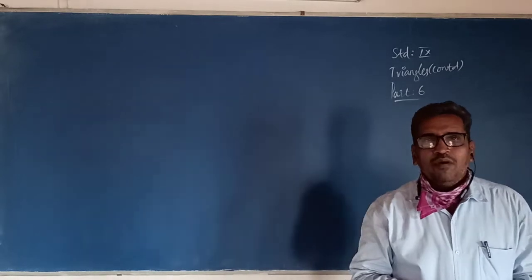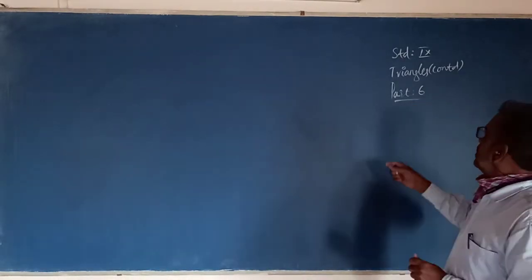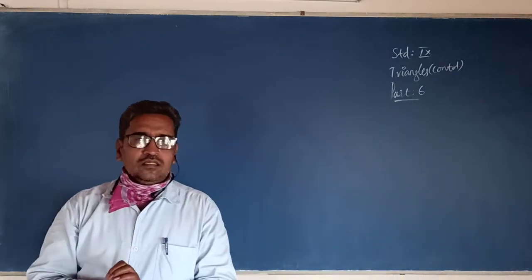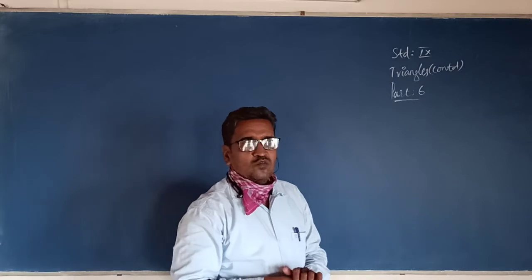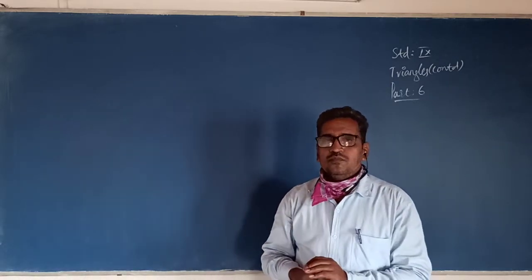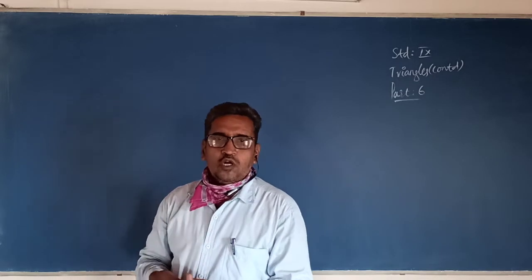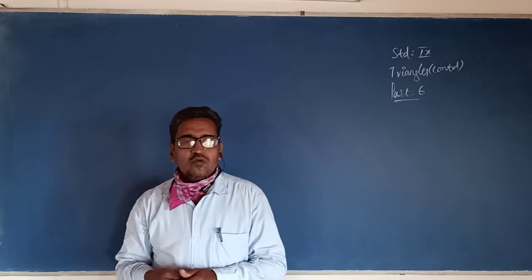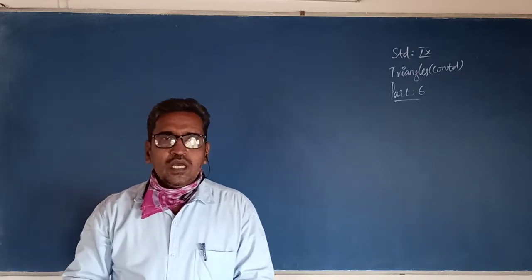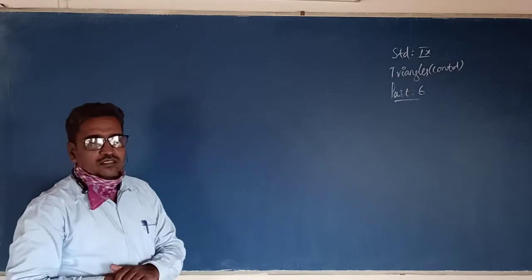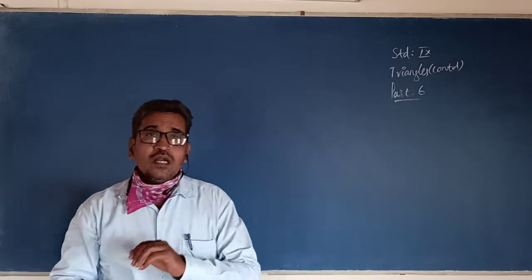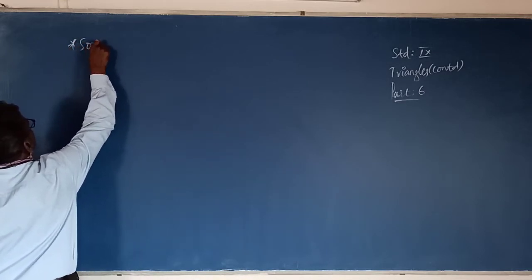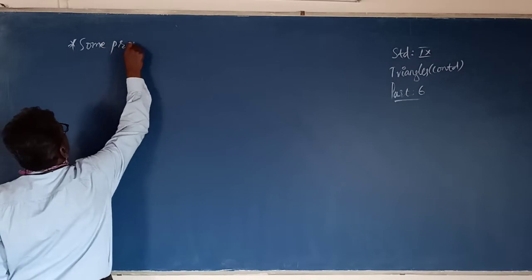Once again, part 9, the triangles, is continuing in that part 6. Already we have defined components of triangles and also some examples solved on ASA and SAS axioms or congruency properties. Today I am going to continue in that part 6 some other properties of triangles.